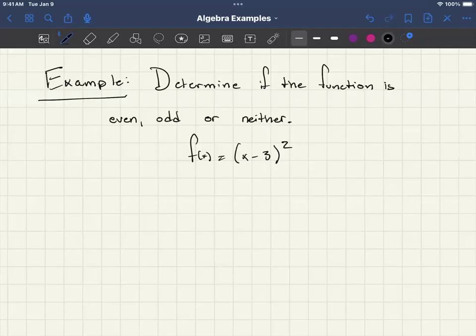Let's dig into this problem for today. We're looking at the function f of x is equal to (x minus 3) quantity squared. So there's a parentheses there. That's going to make a very big difference in our lives.